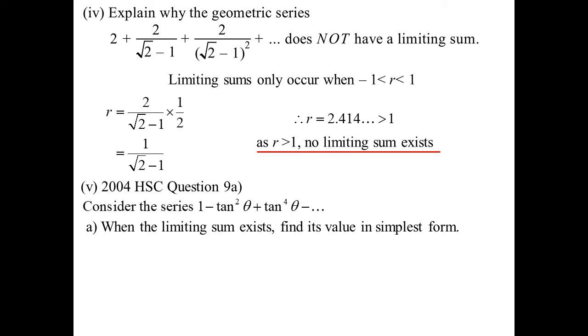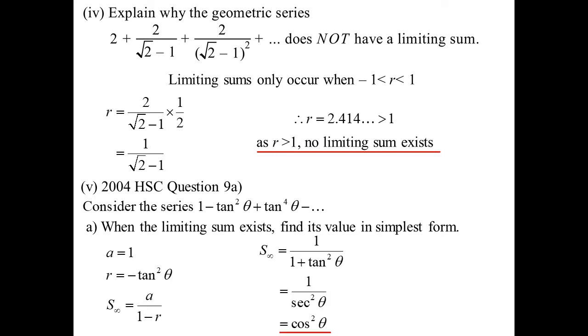So it goes 1 minus tan squared plus tan to the power of 4. So when it does exist, so sometimes it will exist, sometimes it won't exist. But when it does exist, find its value. Okay, so a is 1, the ratio is minus tan squared. So a on 1 minus r, 1 plus tan squared becomes sec squared, reciprocal of sec squared. So the sum to infinity is cos squared.